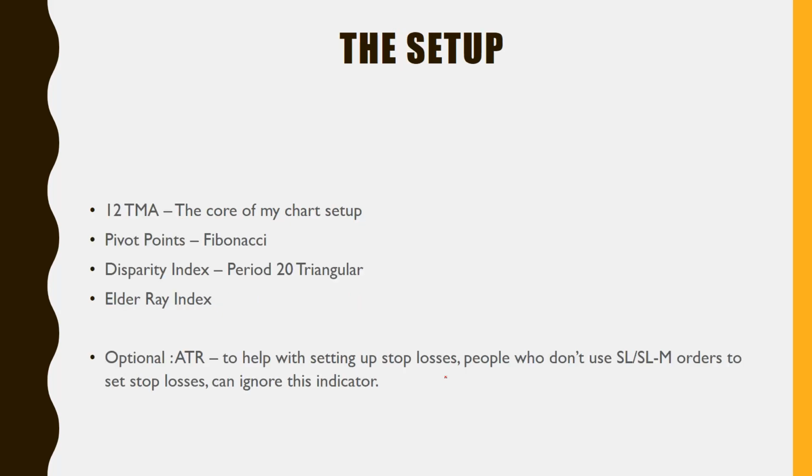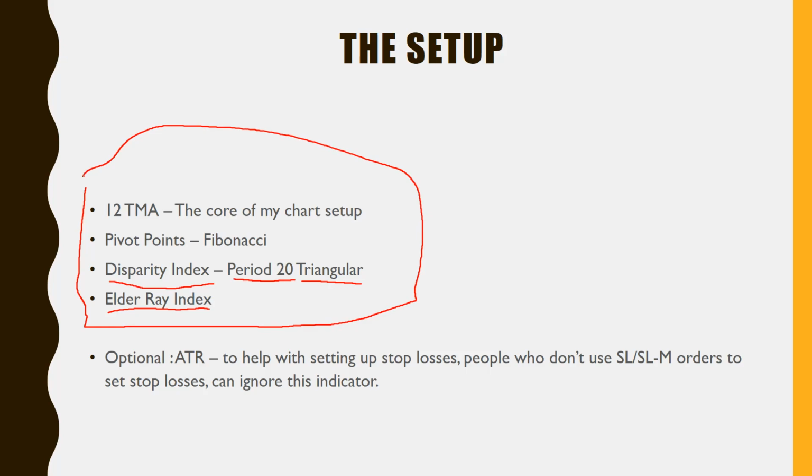Setup is simple. 12 triangular moving average, that's the core part of my chart setup. Pivot, Fibonacci, these two things are core part of my chart setup. The latest thing that I have added is disparity index, period 20, and type triangular, and elder ray index. This is the core setup, and last is optional, which is the average true range ATR indicator.